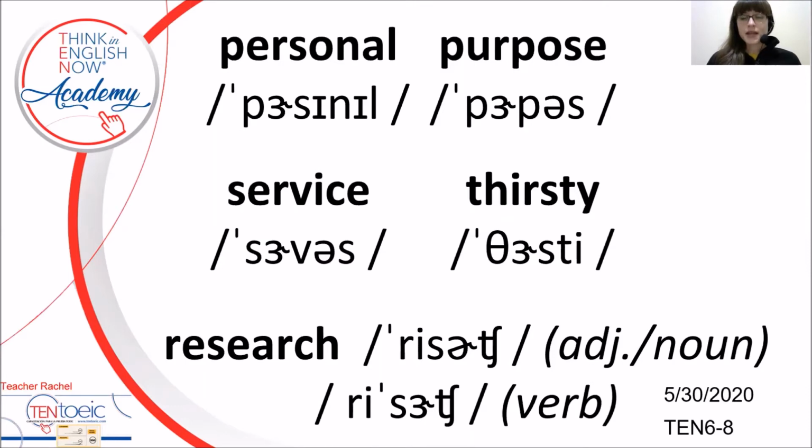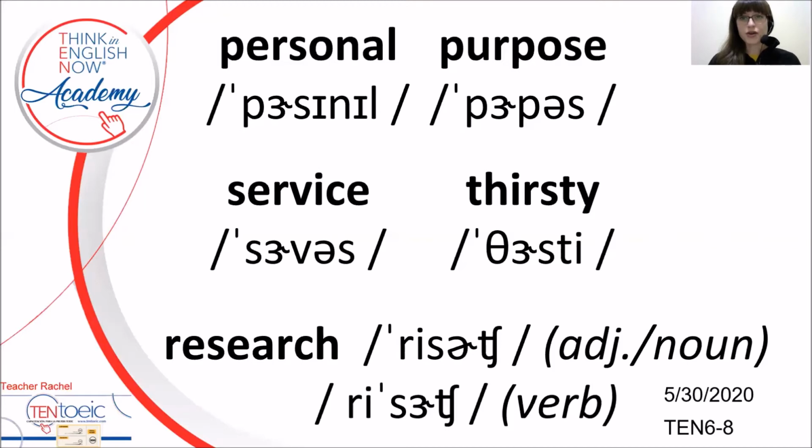Service. This is when you do something for someone else, maybe to help them or because it's your job or work. We also can provide a service. Electricity is a service. It comes to our house and it helps us. The man provides a plumbing service. He comes and he will help you fix your plumbing.